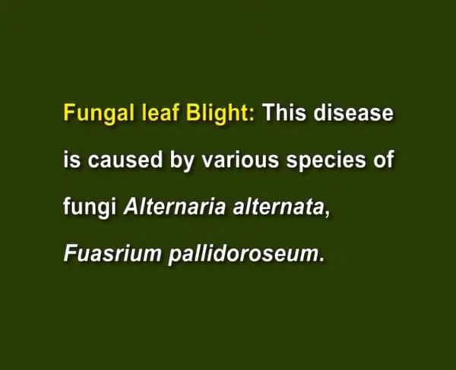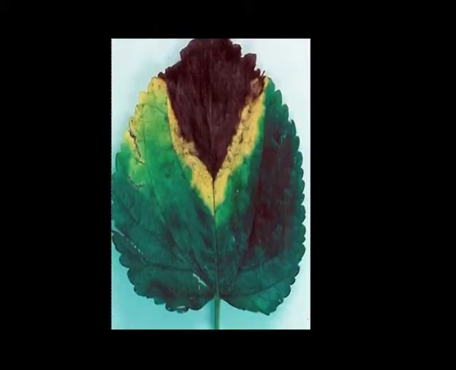Fungal leaf blight. This disease is caused by various species of fungi, Alternaria alternata, Fusarium pallidorosium. It reduces up to 10% leaf yield loss with depletion in nutritive values. The symptoms of the disease are blackening of leaves from the tip or edges of lamina. As the disease advances, the entire leaf surface is affected and fall off prematurely. It is more prevalent in tropical regions.